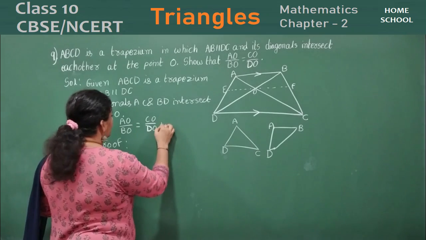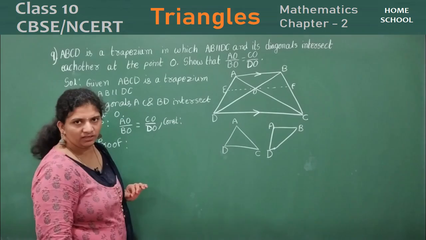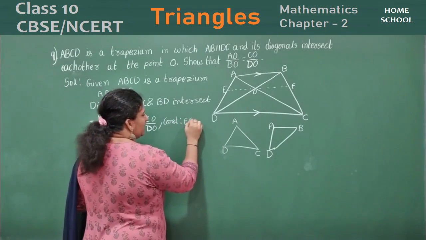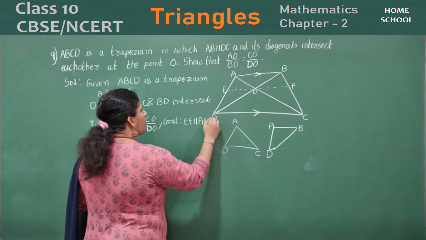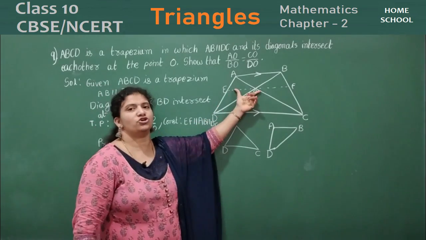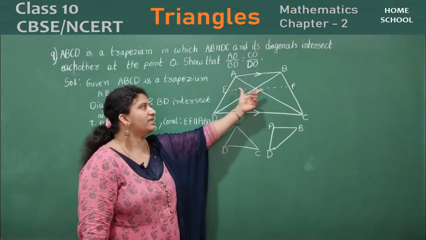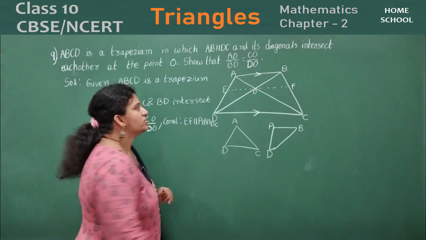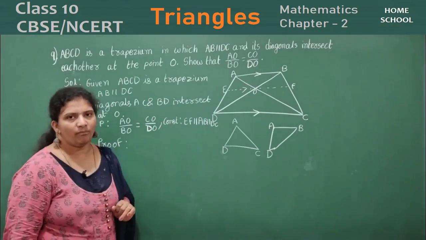In your construction part you have to write here, children. So let me write here, construction. Draw a line EF parallel to AB and also parallel to DC. See, this line is drawn in between two parallel lines. Then I can say that this line is parallel to this line and also this line. This is also parallel.